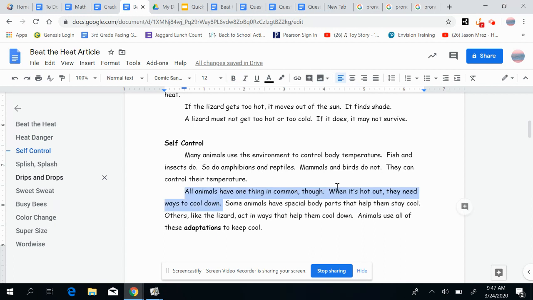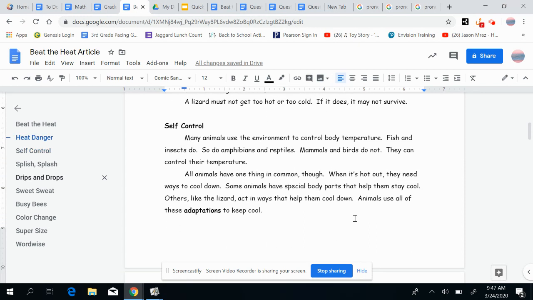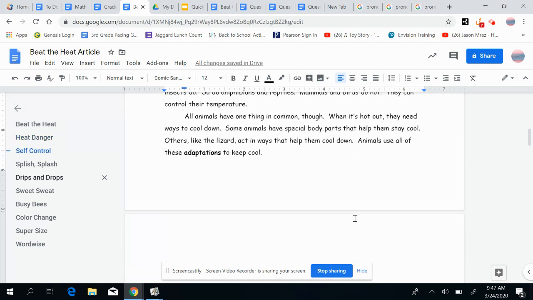Okay, when it's hot out, they need ways to cool down. And it looks like we might start talking about other animals and not just lizards. Let's see. Some animals have special body parts that help them stay cool. Others, like the lizard, act in ways that help them cool down. Animals use all of these adaptations to keep cool. This too seems important.